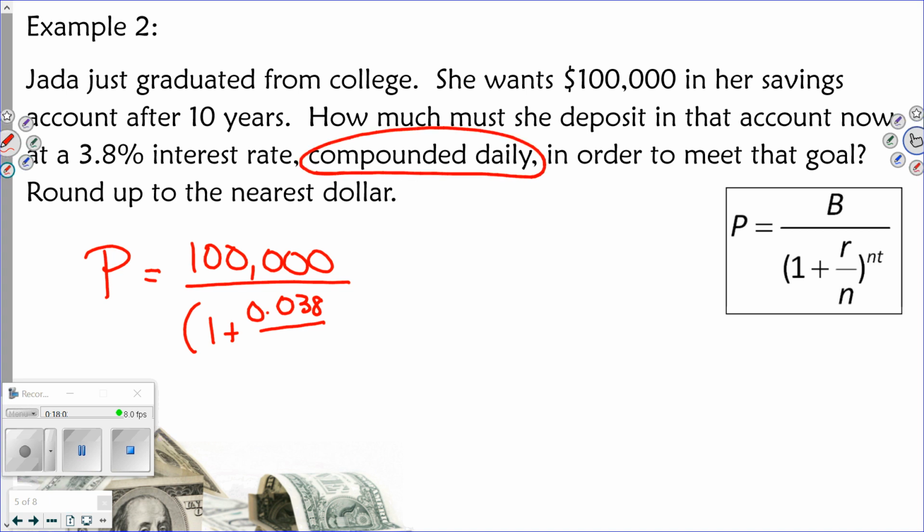Compounded daily. What's daily? 365. How many years? 10 years. All right.